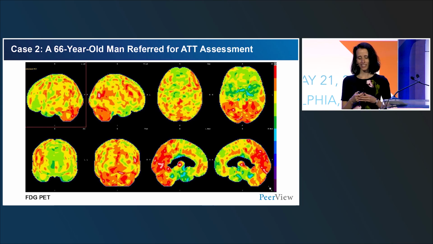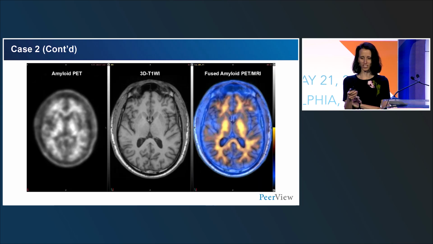And you can see that in this case, you really have a frontal and anterior temporal pattern of hypometabolism, so not exactly what you would expect for Alzheimer's disease. And then looking at the medial projections in the bottom right corner, there's relatively preserved uptake in the precuneus and posterior cingulate gyri, which are key regions typically involved early on in the course of Alzheimer's disease.